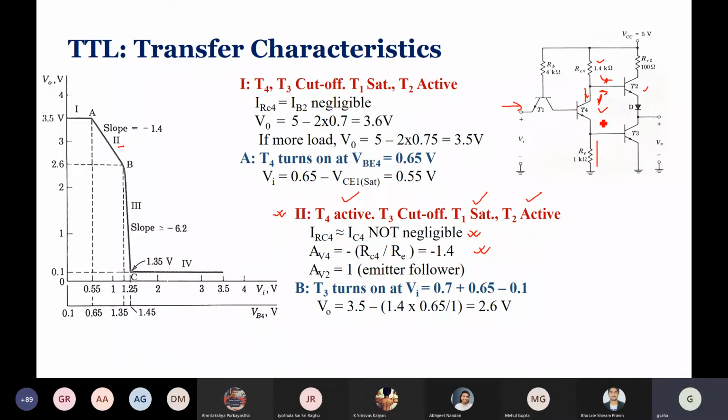Okay. The gain of which is this collector resistance divided by emitter resistance and a negative sign that is there because of the phase inversion. Okay, so this is the gain of transistor T4 when it is in active region, and given the values are 1.4 kilo ohm and 1 kilo ohm, this gain is minus 1.4.